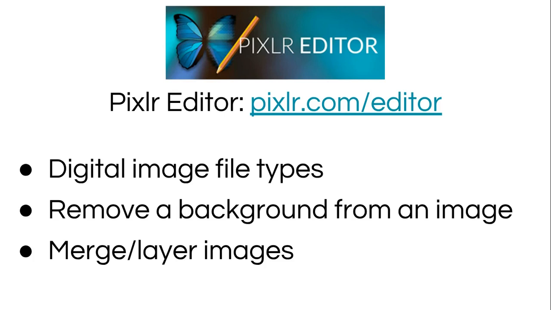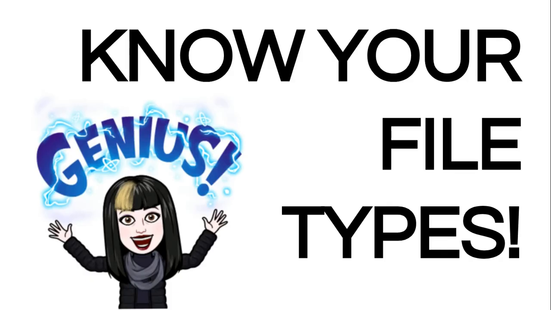We're going to talk about removing a background from an image, and we're going to talk about merging and layering images. These are all skills that you will need to know as an 8th grader for our Pixlr assignment. The first thing we need to discuss is the different types of files, because Pixlr and this digital imaging project will deal with 3 different types of digital imaging files. And if you don't know the difference between the 3, you will have a very hard, frustrating time with this.